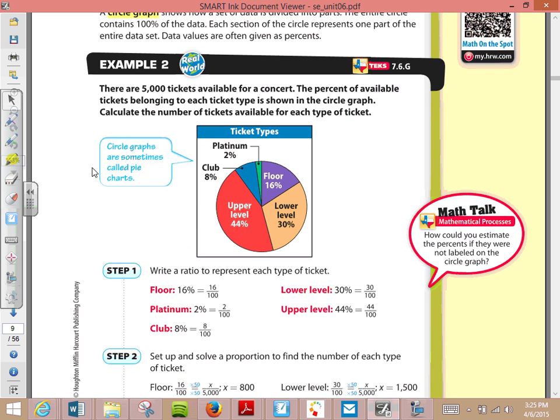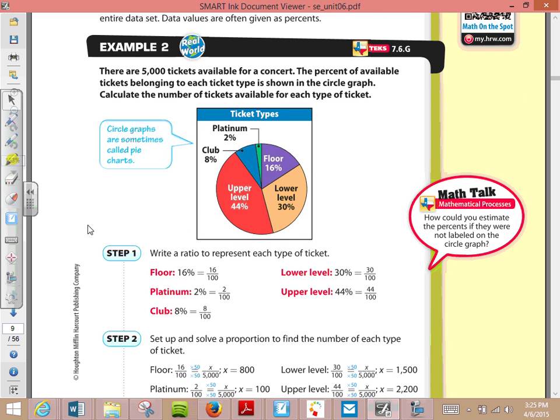For the next one, we're talking about basically a pie chart. There are 5,000 tickets available at a concert. The percentage of available tickets belonging to each ticket type is shown in the circle graph. Calculate the number of tickets available for each type of ticket. Sounds like a lot of tickets. Okay, so basically, all of them add up to 100%, right? Which should equal 5,000 tickets. I want to know how you can find out how many tickets were sold for the floor. I know there were 16%, but I want to know the amount of tickets.